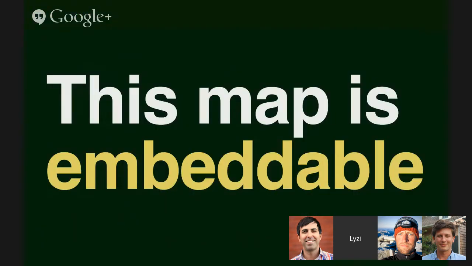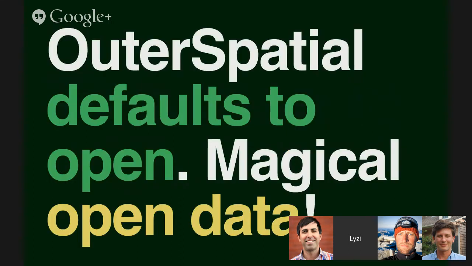The other cool thing about the OpenTrails map is that it's embeddable. You can take that map, or excuse me, the Outer Spatial map, embed it in a page, and put it on your own website, which is super neat and exciting, that you can integrate it seamlessly into your own existing website. Outer Spatial is also cool because it defaults to open. Once you put your data on Outer Spatial, then all of a sudden it's magical open data. Anyone can access it, which is exactly the whole point.